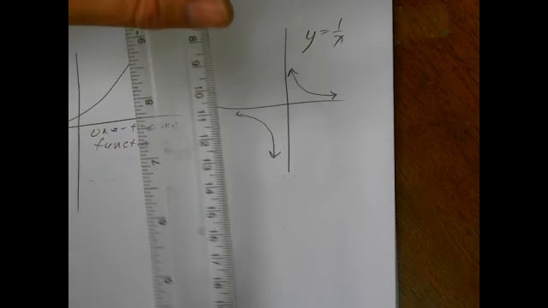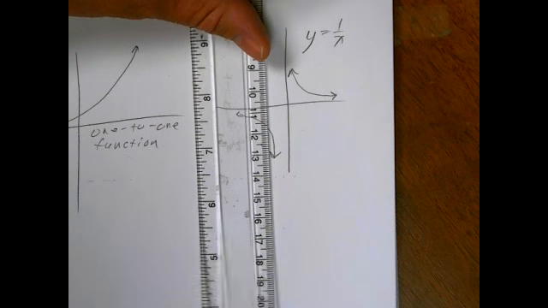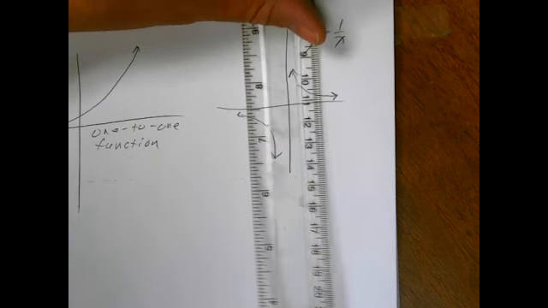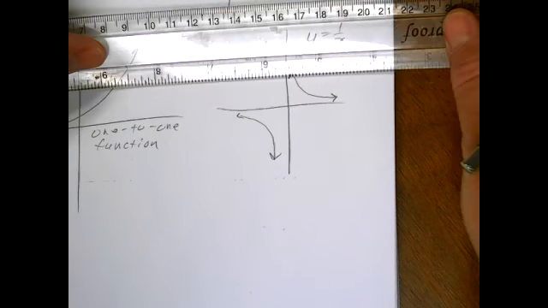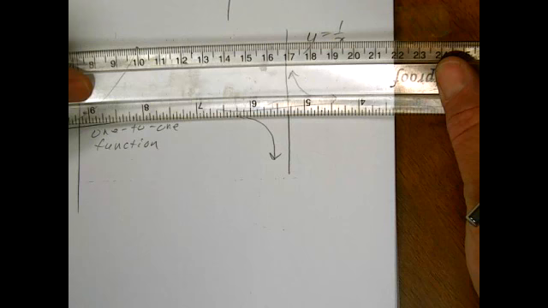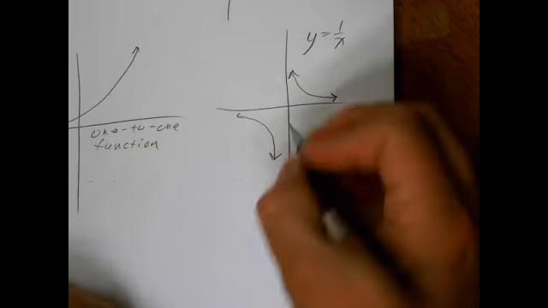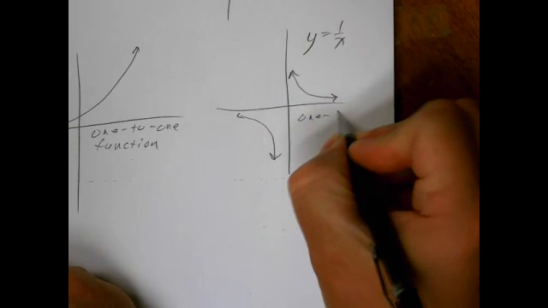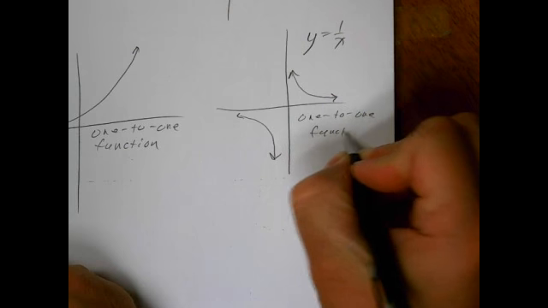And again, it will pass the vertical line test. No matter where you put a vertical line, you will not touch it more than one time. So it is a function, and it will pass the horizontal line test. No matter where you put a horizontal line, you'll only touch it once. So this one is also a one-to-one function.